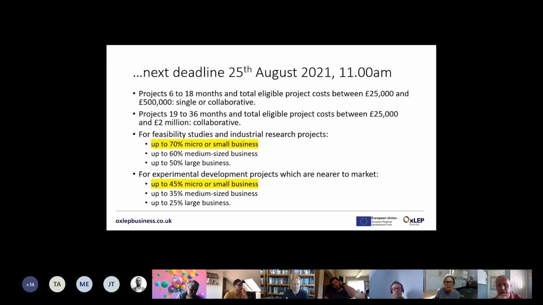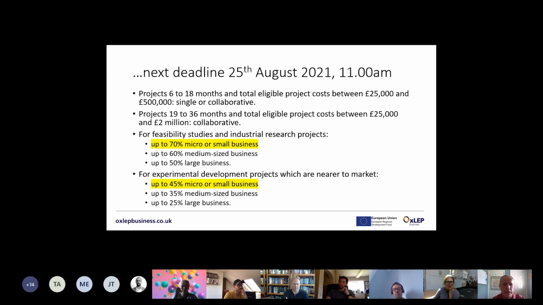The next deadline is approaching fast, but in my view, if you've got a lot of the argument already together and the material, it's very possible you could still make an application into the SMART scheme by that deadline. And I might be able to help a little bit.